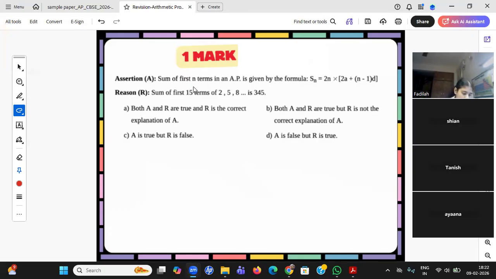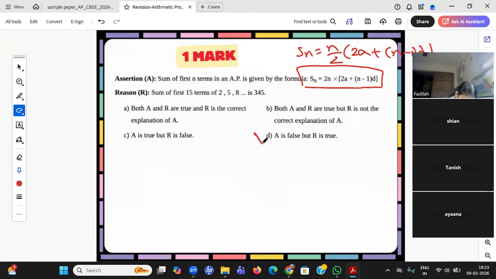Come on, students. Sum of first 10 terms is this formula? Check. Did we learn this formula till now? Yes, right answer. So this formula is wrong. We have learned S of n equal to n by 2 into 2a plus n minus 1 into d. So obviously assertion is wrong. Blindly go for option D. If you are confident, there is no reason to check the reason also. Directly give D as the answer.